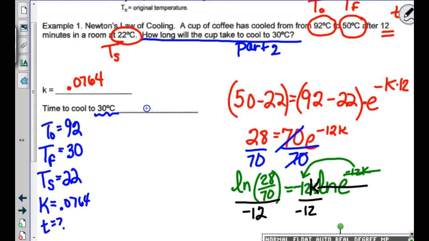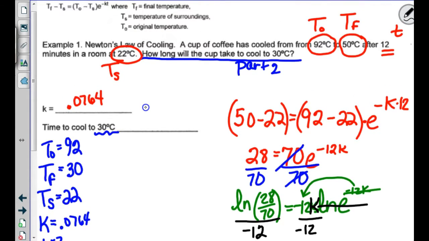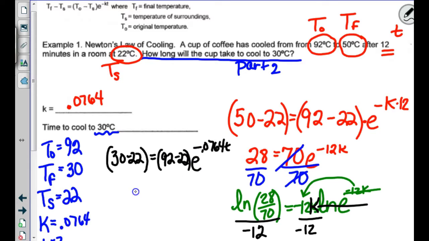So we're going to have 30 minus 22 equals 92 minus 22, which is still 70, times e to the negative 0.0764 t. So 30 minus 22 is 8. Like I said, this side is still 70 times e to the negative 0.0764 t.